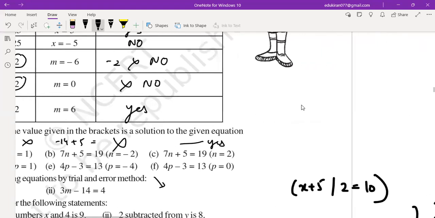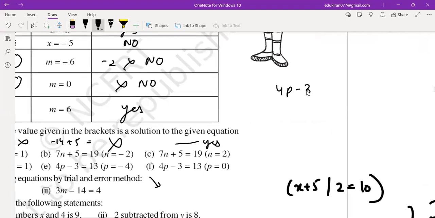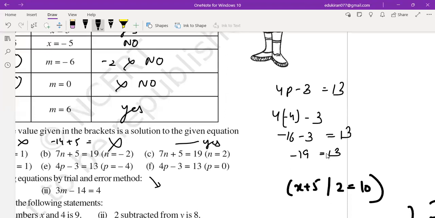Facing difficulty in E1, right? So it is 4P minus 3 equals 13. So P will be minus 4. Right? So 4 times minus 4 is minus 16, minus 3. Minus minus plus, so 16, 17, 18, 19, minus 19. Are they both equal? No, ma'am. Right? Okay, ma'am. For the F1 also, P is 0. So 4 multiplied by 0, minus 3. So 0 minus 3 will give you minus 3. And it is 13. So it is also not equal. Right?